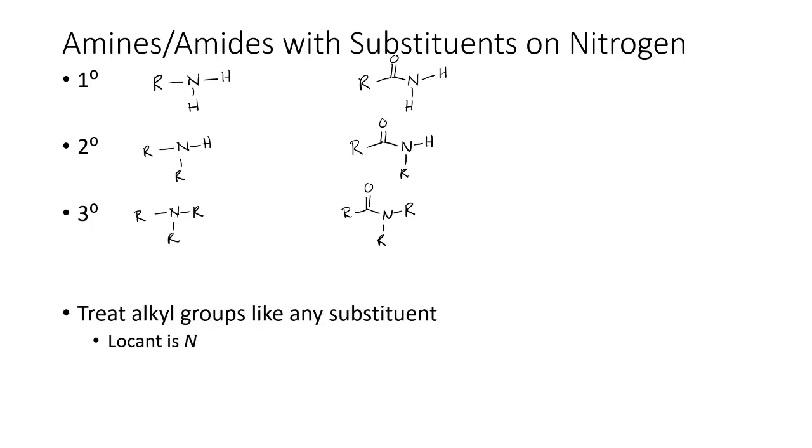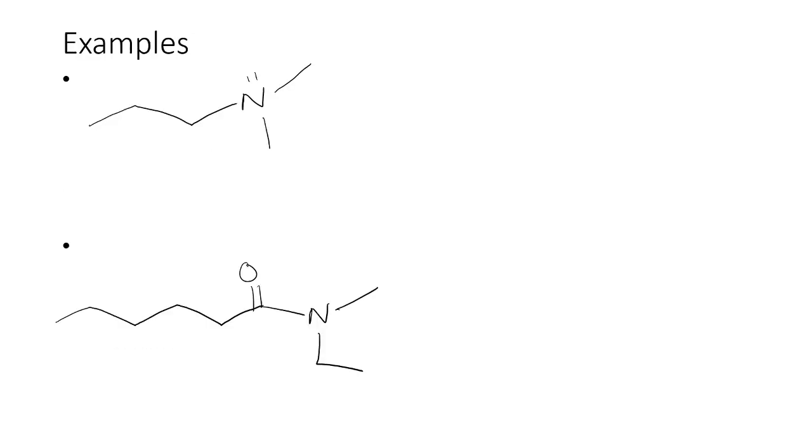For naming these, we're going to treat the alkyl groups like any substituent. The locant we will be using is going to be an N. So anytime we have secondary or tertiary amides or amines, we would still have our substituents, which would be the R groups coming off of the nitrogen. The locant we would be using would be a capital N. Basically, instead of giving you a carbon number chain, we're going to tell you it's on the nitrogen associated with the chain. So let's look at a couple of examples.